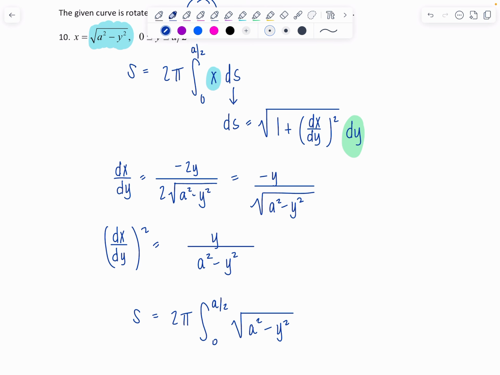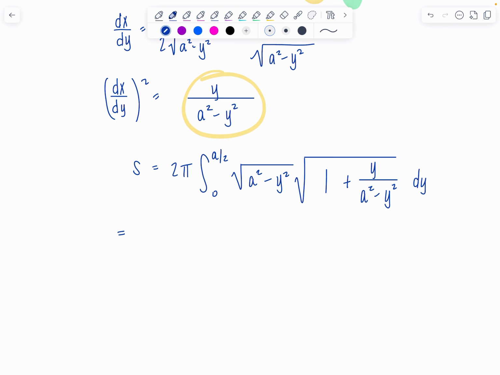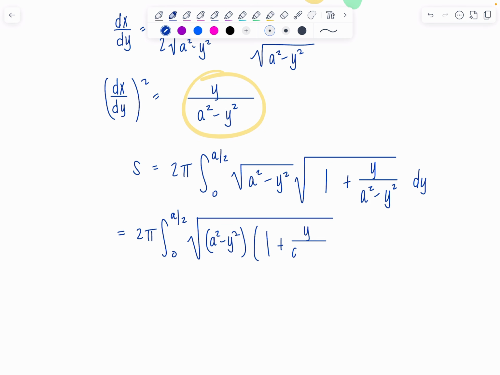And then ds is going to be square root 1 plus dx dy squared, which is right here, y over a squared minus y squared dy. Now here's the fun part. You're going to put everything that's underneath the radical together. So you have one big square root, and then you're going to have a squared minus y squared, and then that distributes to 1 plus y over a squared minus y squared, like that. And then look, cute. Distribute your little heart out.